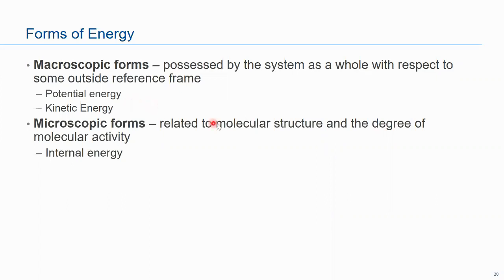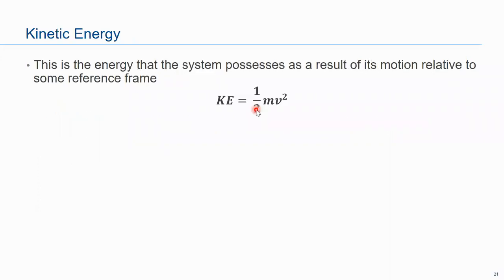Yung mga microscopic forms naman ng energy, they are related to the molecular structure and the degree of molecular activity. And we measure them in terms of what we call internal energy. Si kinetic energy, bilang isang macroscopic form of energy, it's the energy that the system possesses as a result of its motion relative to some reference frame. And we know that the equation that calculates the kinetic energy is 1/2 mv squared. So alam natin lahat na kinetic energy is the energy due to motion.